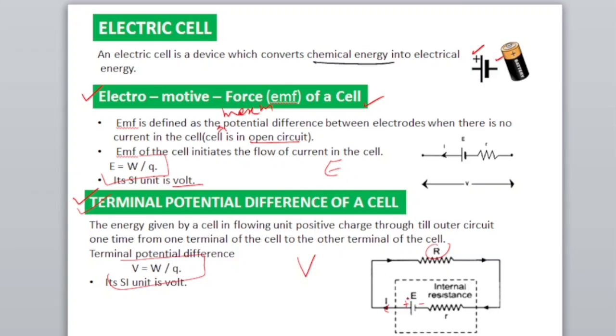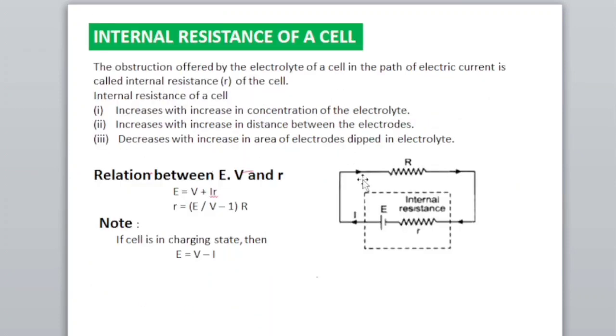When the cell is being used, it means there is discharging of the cell, and during discharging of the cell, E is greater than V. During charging of the cell, the direction of current is reversed. In that case, E is less than V. Then next, the internal resistance of the cell.